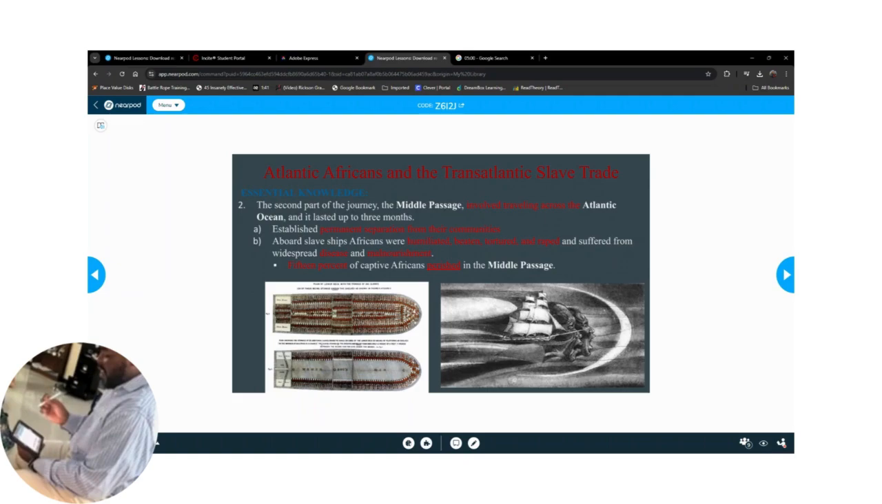Now, aboard the ships, Africans were humiliated, beaten, tortured, and raped. Be clear that they were seen as cargo, not as people. So if you were a woman, you still had your menstrual cycle. If you were pregnant, guess where you probably had the baby? On the ship. If you had to poop or pee, guess where you did it? On the ship. And y'all can see how they were packed in. So it's a very high level of disease going on and everything else.